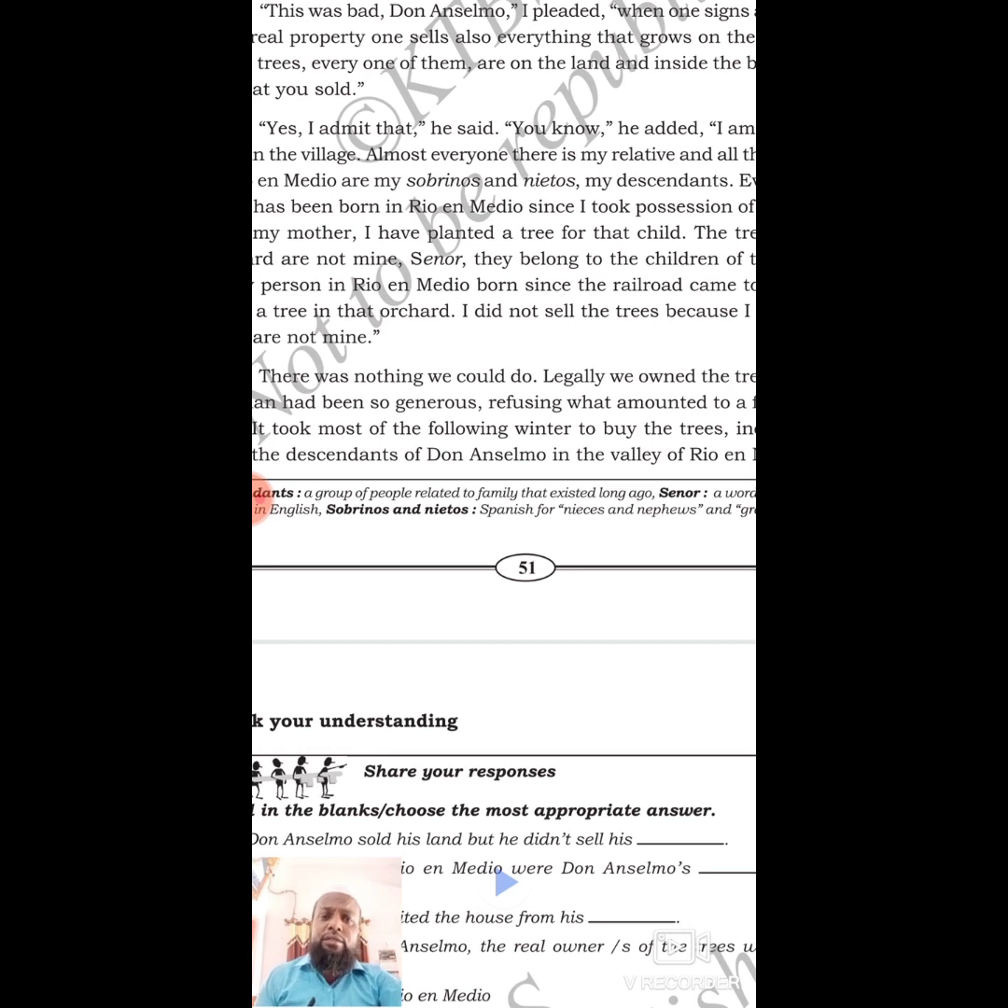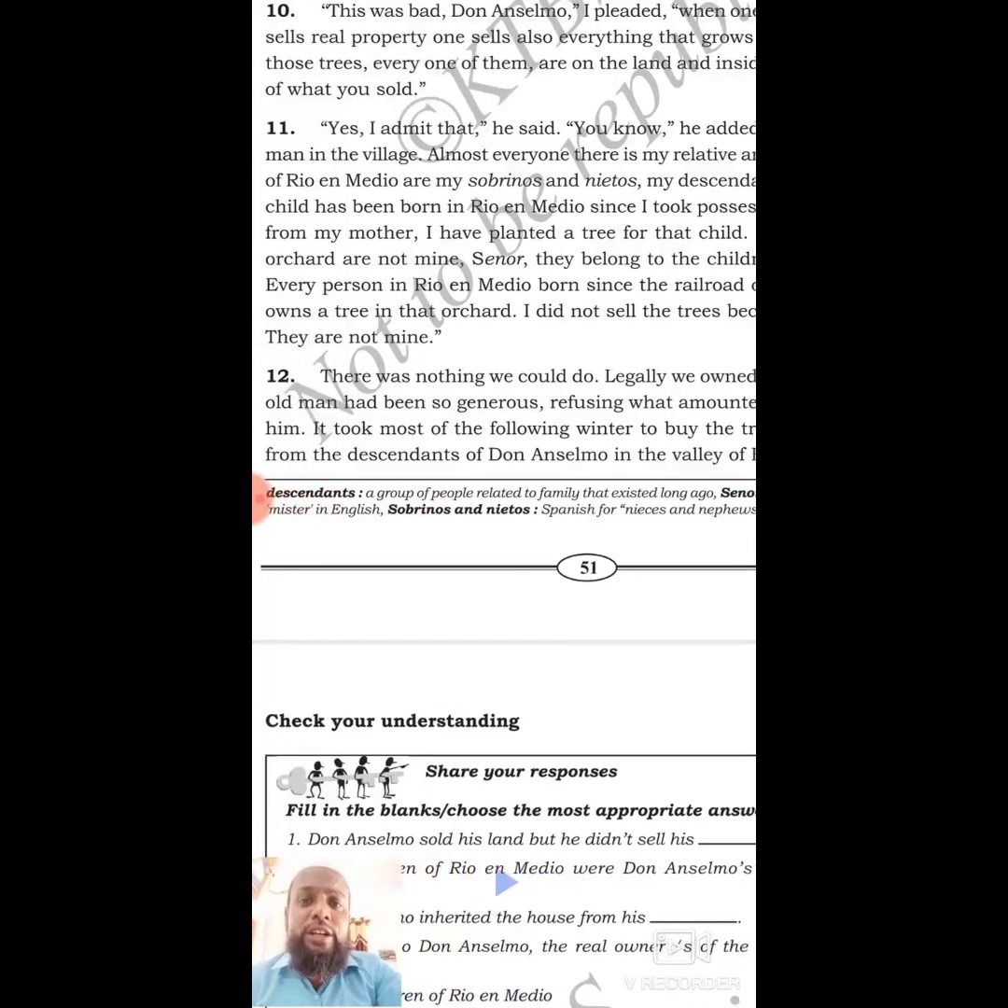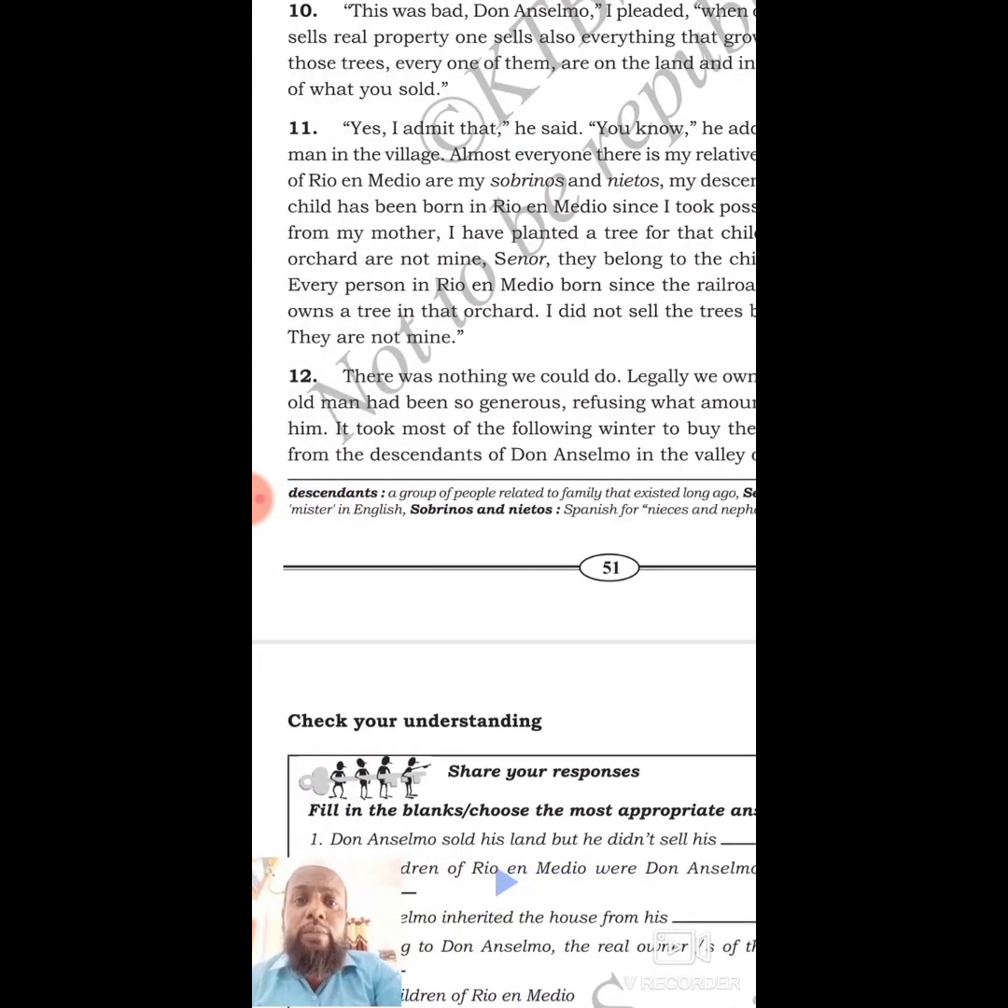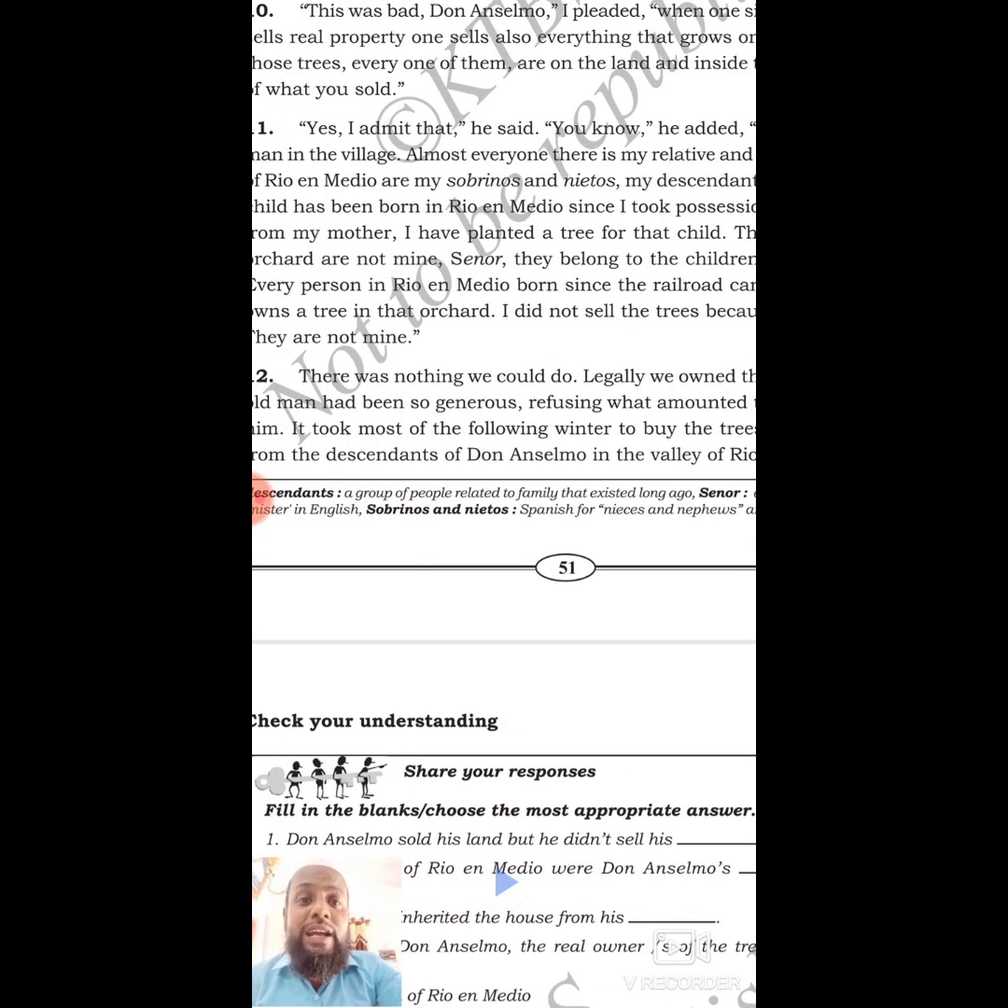Almost everyone there is my relative, and all the children of Rio en Medio are my sobrinos and nietos. Sobrinos and nietos: nephews and nieces, sisters and brothers, cousins, we can say. They are blood relations of our family. For that reason, they have very close blood relations in that town.